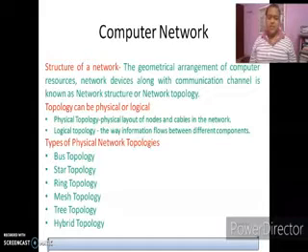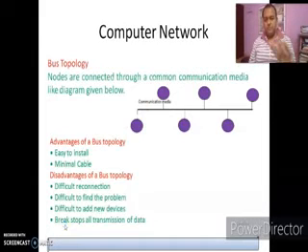Now, we have to study physical topologies. You might have seen in your labs, in your office areas, that computers are connected in one way or the other. Based on them, we have to study six types of topologies, which are bus topology, star topology, ring topology, mesh topology, tree topology, and hybrid topology. Now, let us start with the first one, which is bus topology.